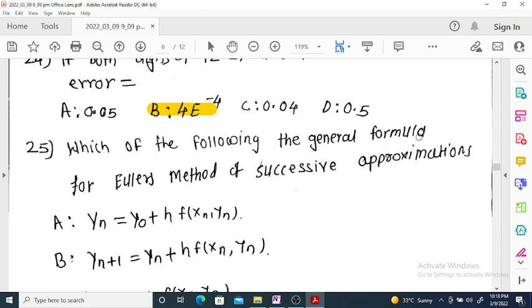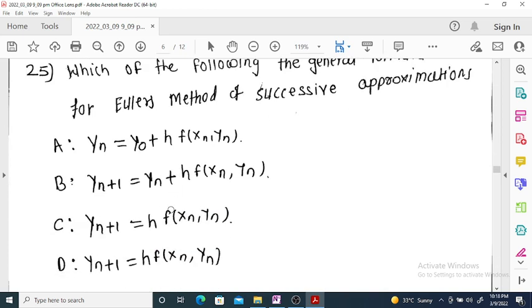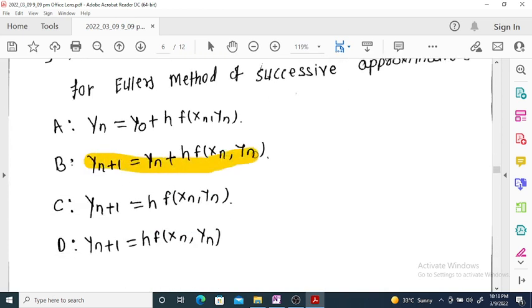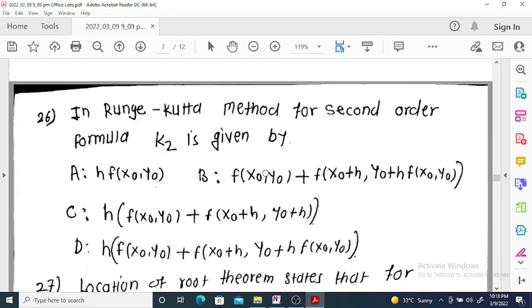Which of the following is the general formula for Euler's method for successive approximation? We know that y(n+1) is equal to yn plus h f of xn,yn. This is the correct formula for Euler's method.